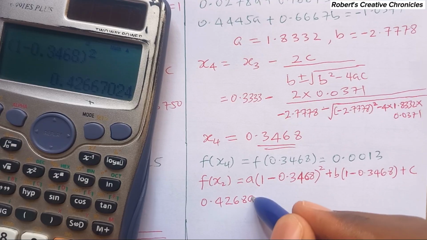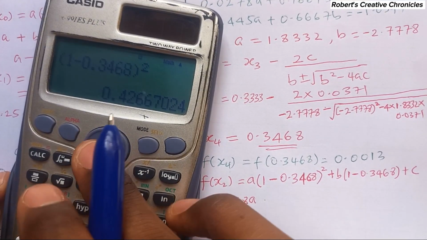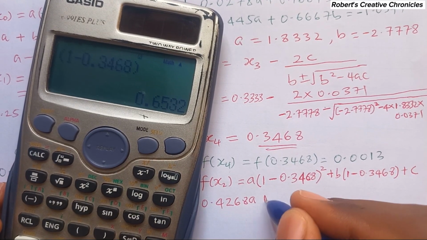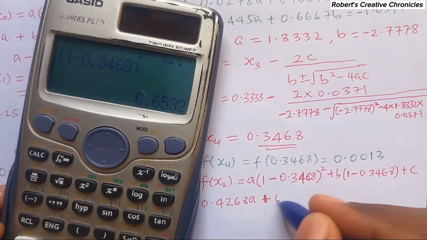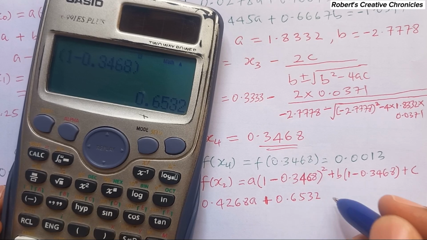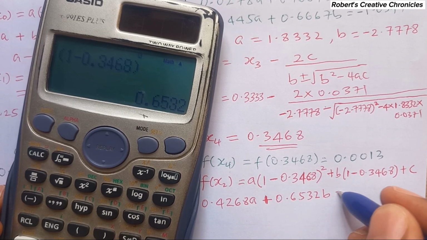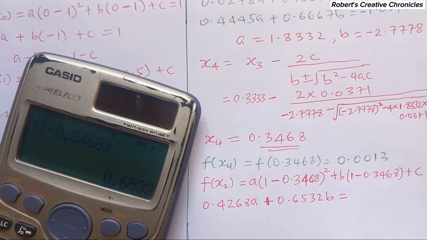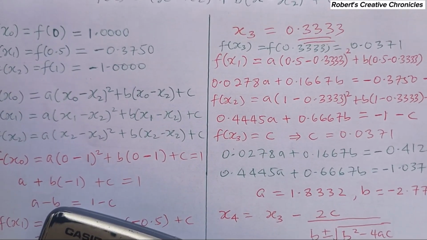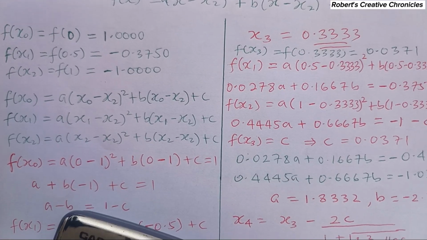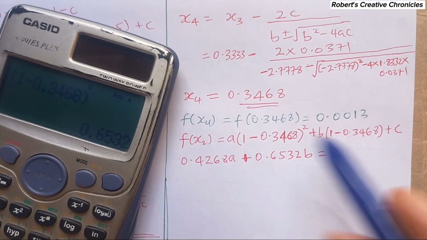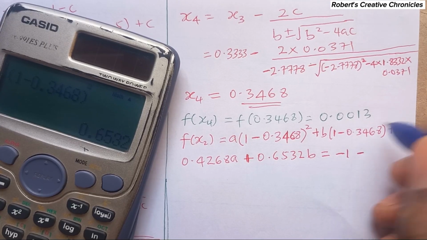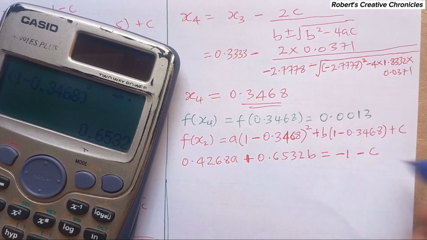So this is 0.4268 a, then plus 0.6532 b is equals to what? What is fx2? fx2 is here, is negative 1. So we'll substitute it to be negative 1. So it will be negative 1, then we'll take c to the other side. Negative 1 minus c.